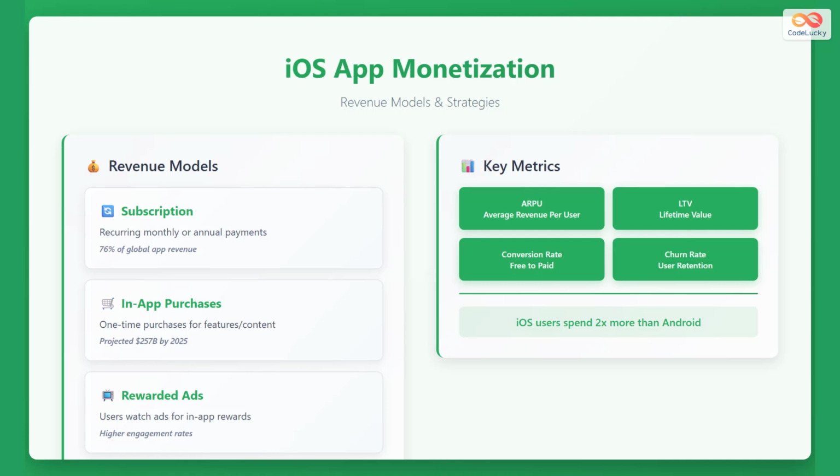App Store Optimization, or ASO, improves your app's visibility in the App Store search results. Key elements include your app title and subtitle, each limited to 30 characters and carrying the highest ranking weight for keywords. Screenshots and videos provide visual storytelling that drives conversion, with the first 7 seconds being critical for user engagement.